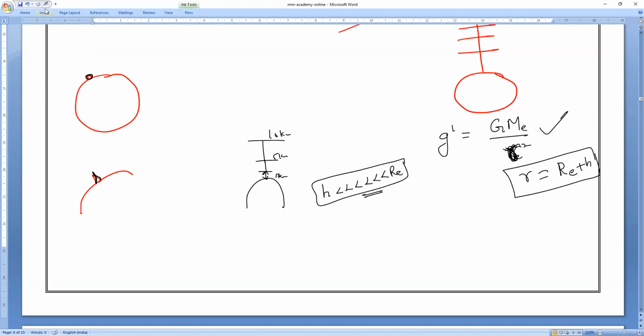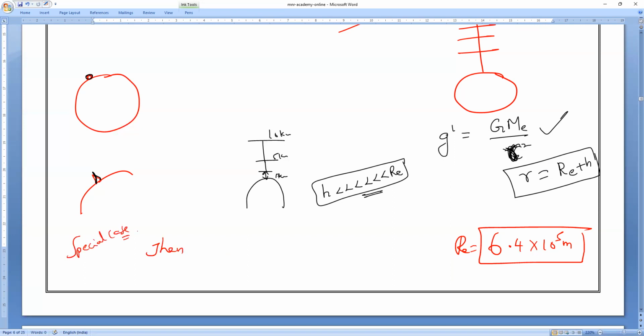Even 3,000, 4,000, 7,000, or 30,000 kilometers would be accepted, because the radius of the earth is how much? Everybody, what is the radius of the earth? 6.4 into 10 power 5 meters. If the H value is extremely smaller, then there is another formula to use. This is a special case, where the H value is extremely smaller than the radius of the earth.